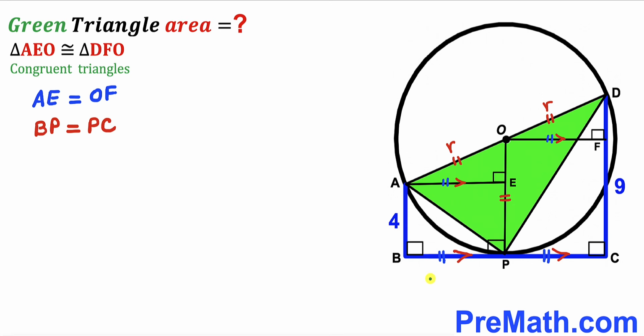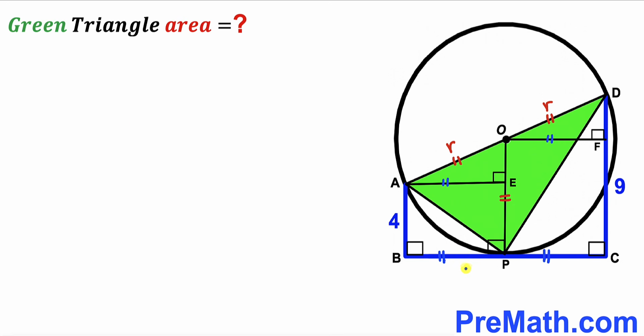So therefore, we conclude that this segment BP must be equal to this segment PC, as you can see in this given equation. And if I label this segment BP as x, then this segment PC is going to be x as well. In other words, these two segments are equal in length.